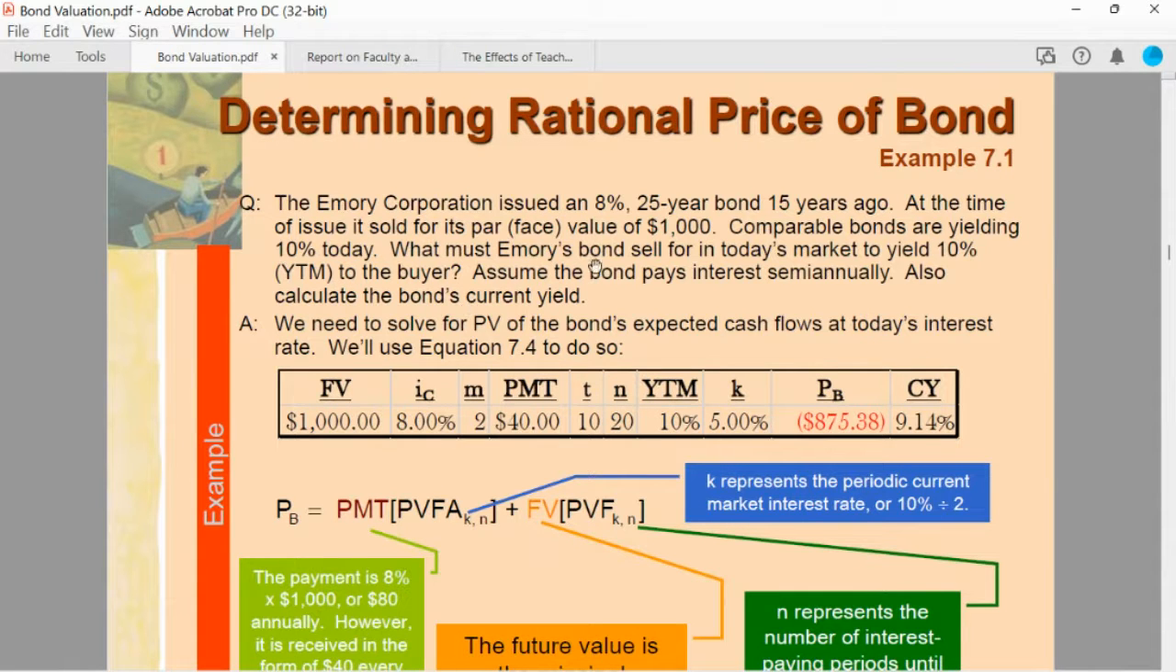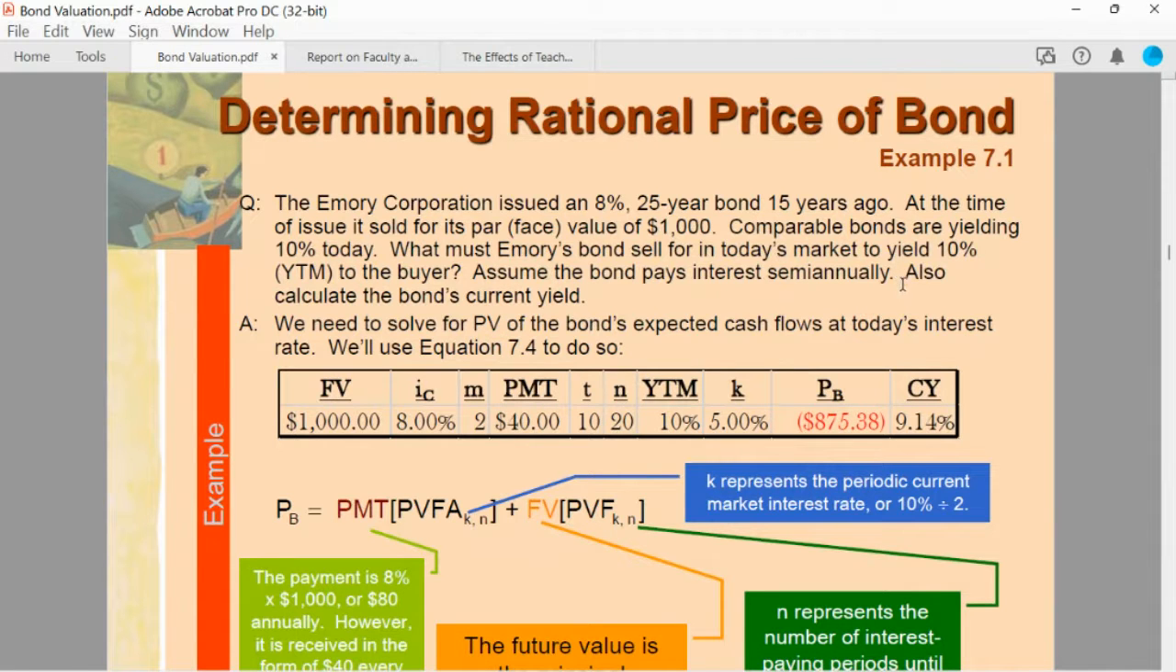So what must Emery's bond sell for in today's market to yield 10% to the buyer? Yeah, that's asking for what's the price of the bond today, and this to yield 10%. That means that's the discount rate. That's the yield to maturity. Yield to maturity means annualized return, and that is what the prevailing market rate is. That is what the bonds of the same risk class, comparable bonds, are paying. That's the discount rate.